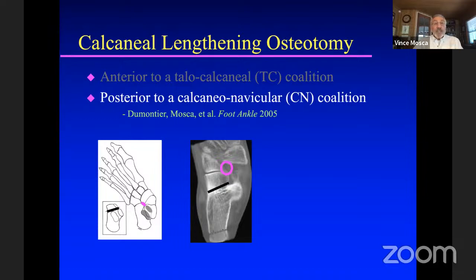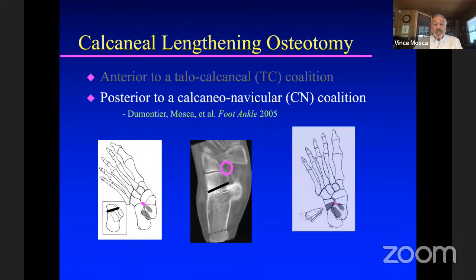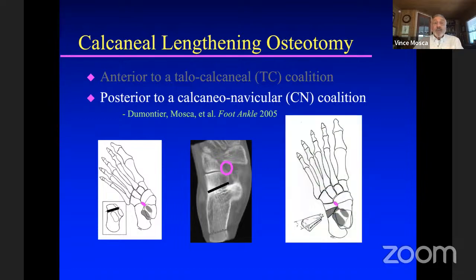So if the deformity in these coalitions is the problem, not pain at the coalition site, one can perform a calcaneal lengthening osteotomy, flat foot reconstruction, and it works just like it does in a flexible flat foot. The osteotomy is proximal or posterior to the coalition. So the acetabulum pedis moves all together to align with the head of the talus.